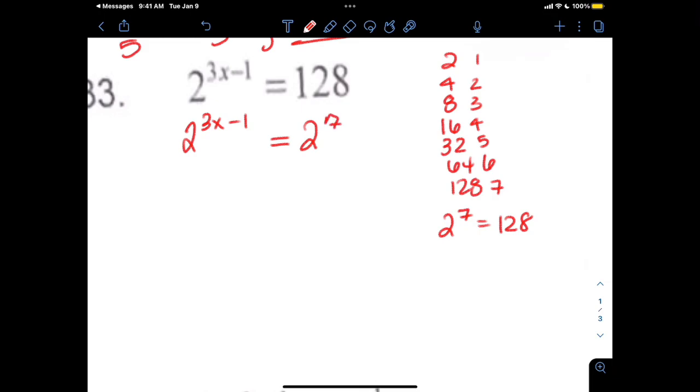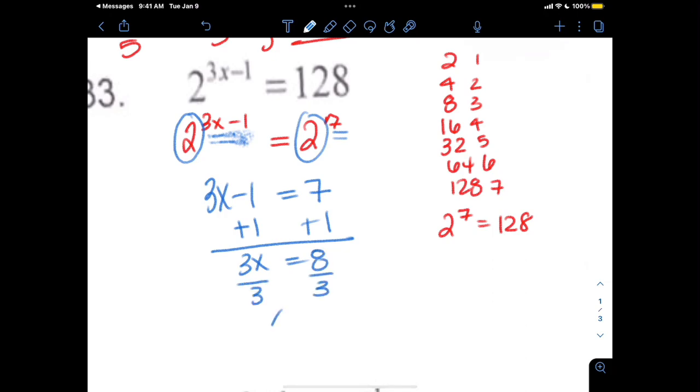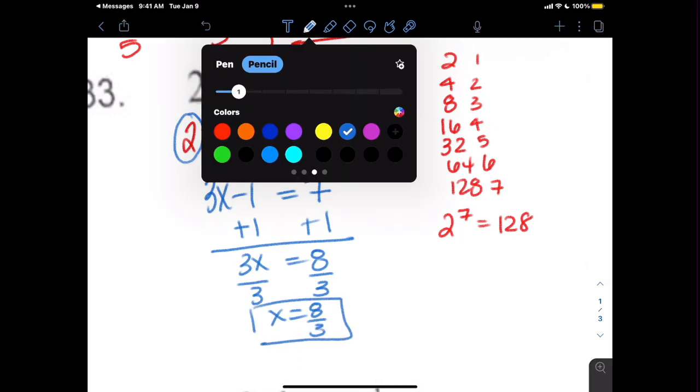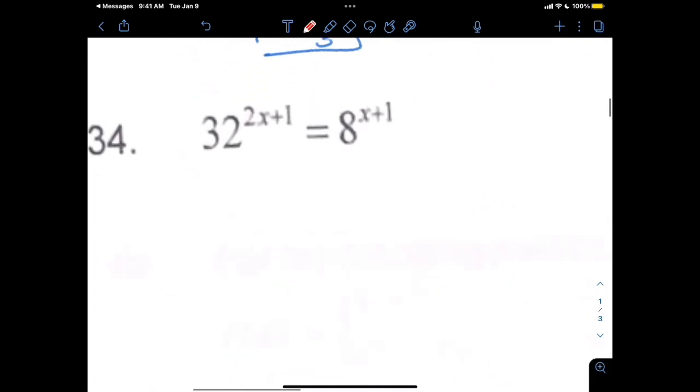Notice, again, the same exact thing applies. Because my base is exactly the same, these guys up here have to be the same as well. So 3x minus 1 equals 7. I'll get rid of this 1. Divide by 3. And there's my answer. All right, let's look at the next one.